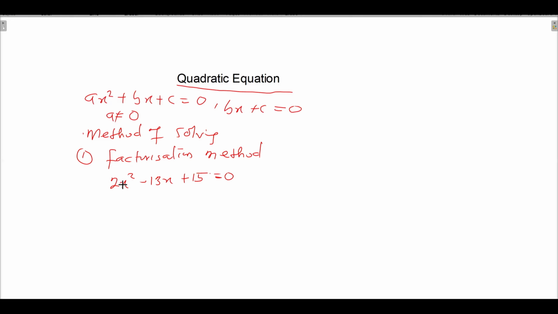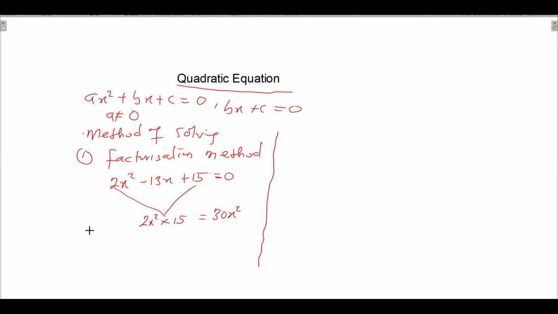The coefficient of x squared is not 1. If it is 1, we can say we are looking for factors that multiply to give us 15 and add to give us minus 13. But since the coefficient of x squared is not 1, it's 2, it's more than 1, this is the way we go about it. We multiply the constant: 2x squared times 15 gives us 30x squared. So what we are now looking for is a factor of 30.